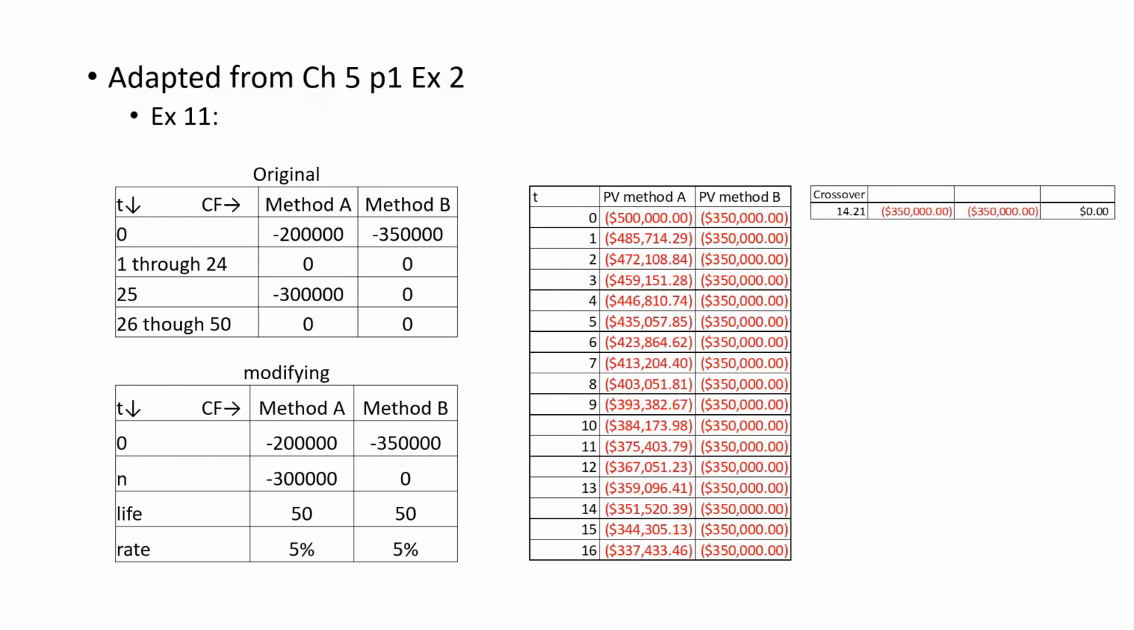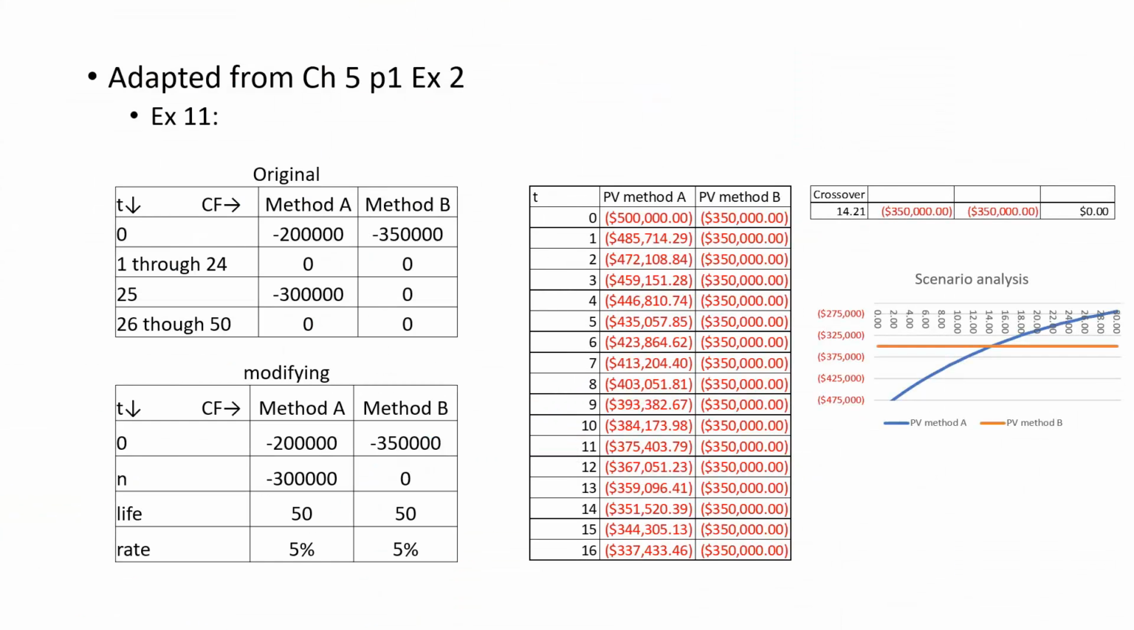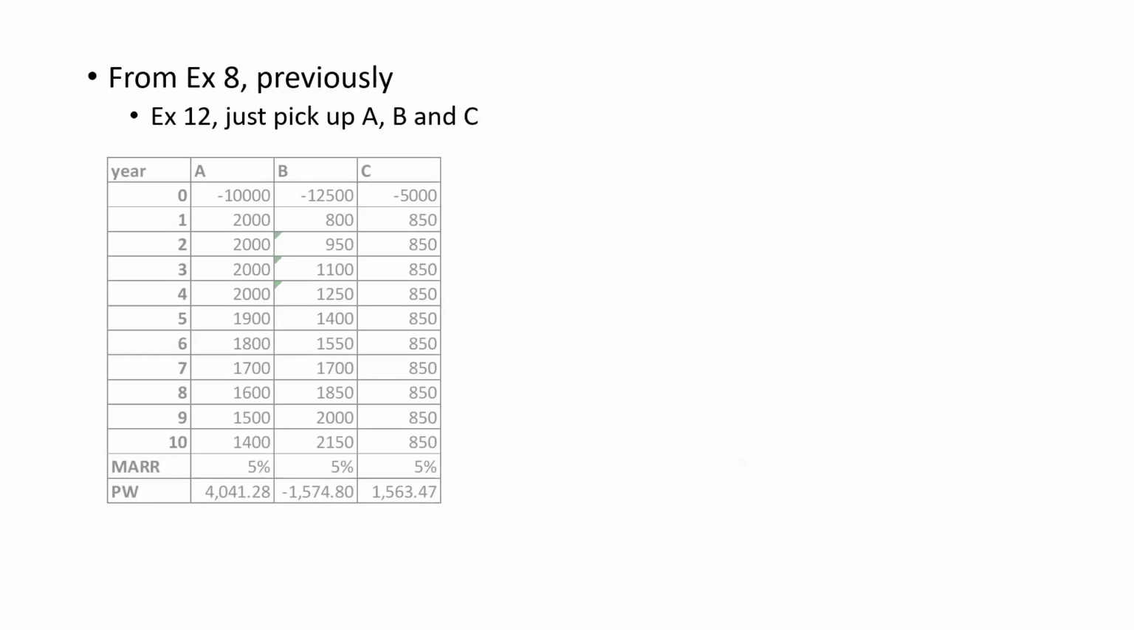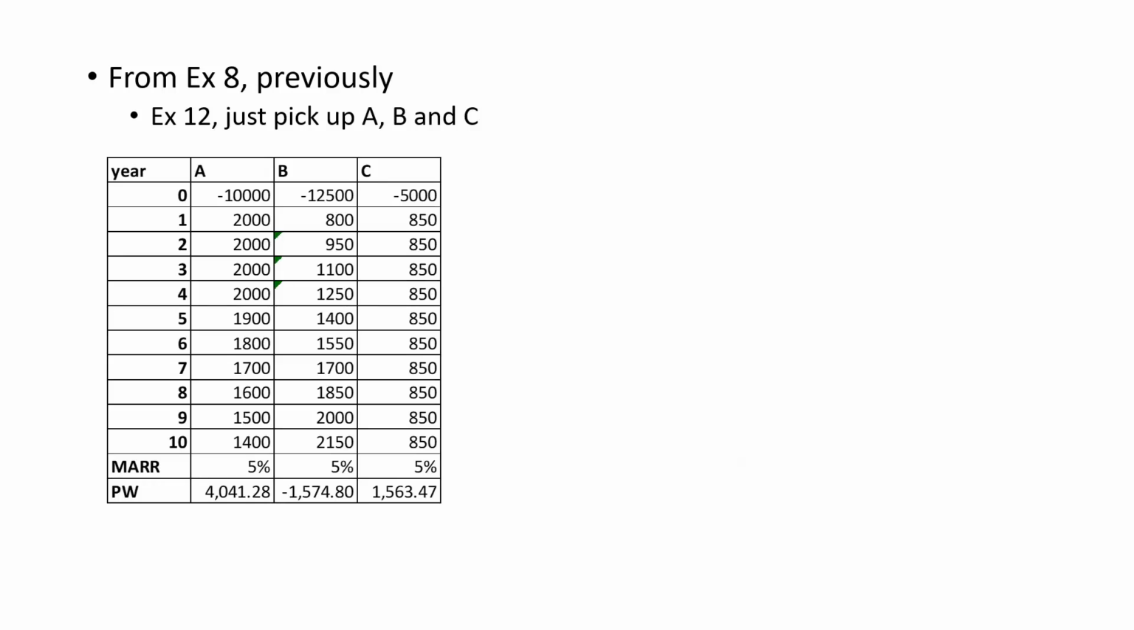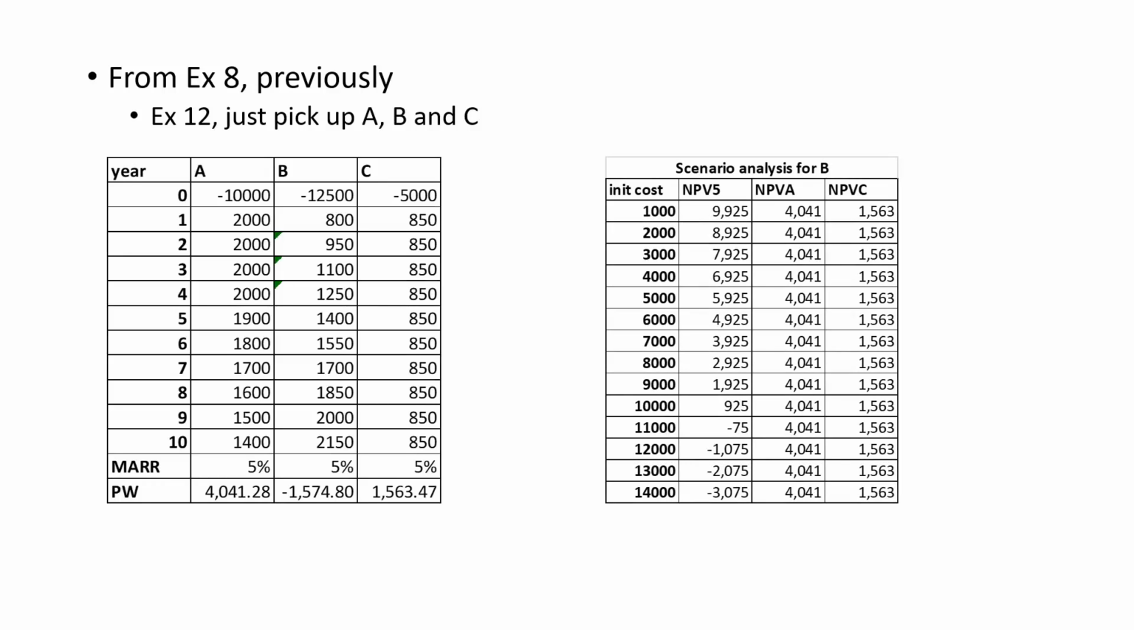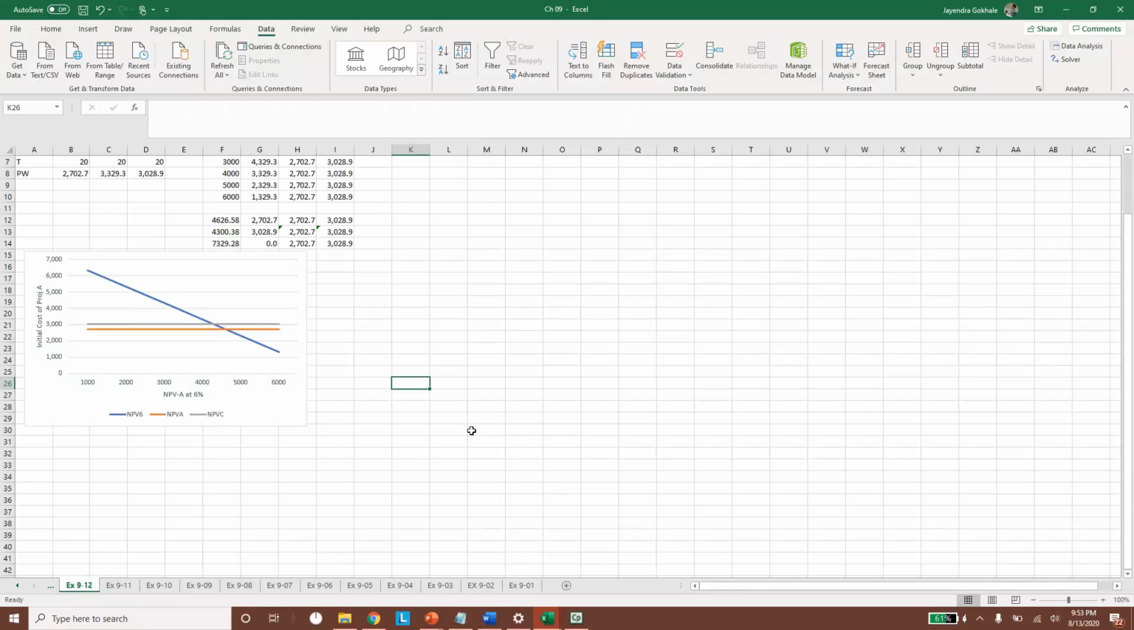Moving on, so we found the crossover rate 14.21 years, and this is the scenario analysis, the graph of one with the other. Now let's look at example 8. Remember this cash flow stream which we just described a few minutes ago? I dropped the D, I believe. Now we can do a scenario analysis here as well. So let's go back to Excel and see what we did.